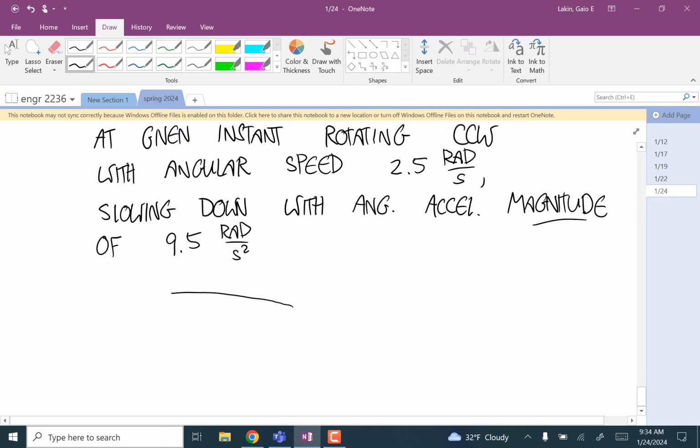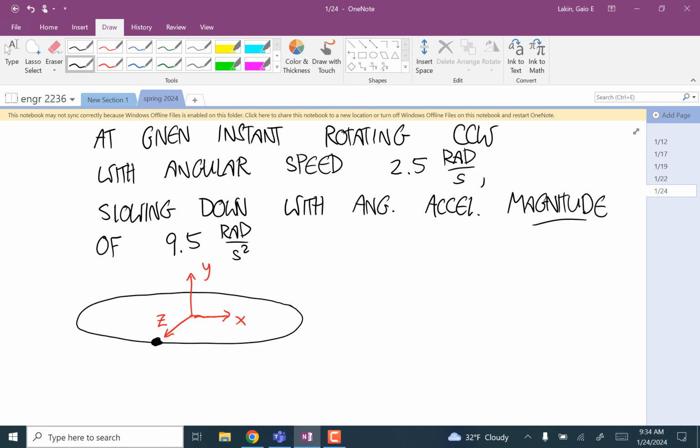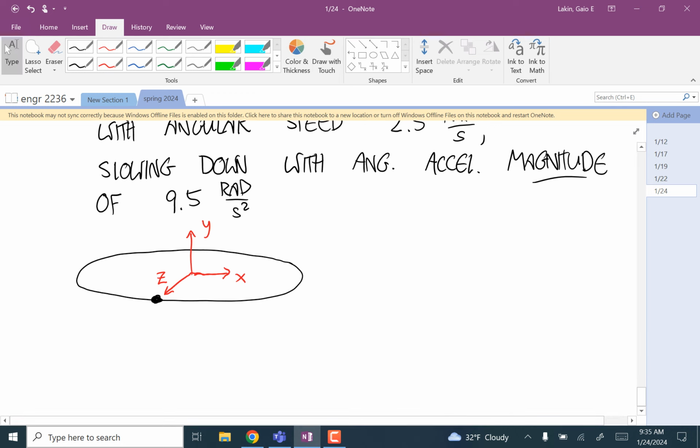Okay, so let's set this up like this. Here's the carousel. The coordinate system, I'll use y-axis up, z-axis this way. And let's do the analysis with the kid here on the carousel. So just in the z direction from the origin. And we want to calculate the velocity vector and the acceleration vector.